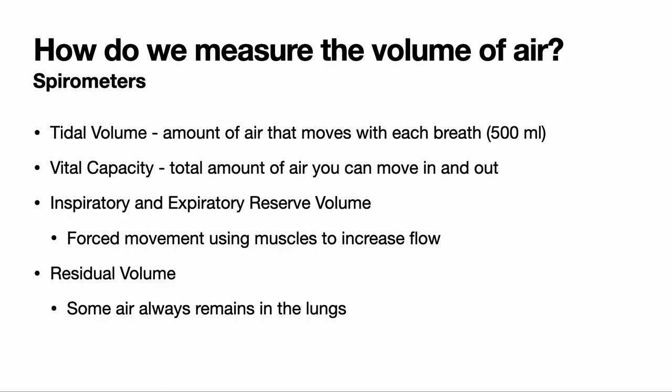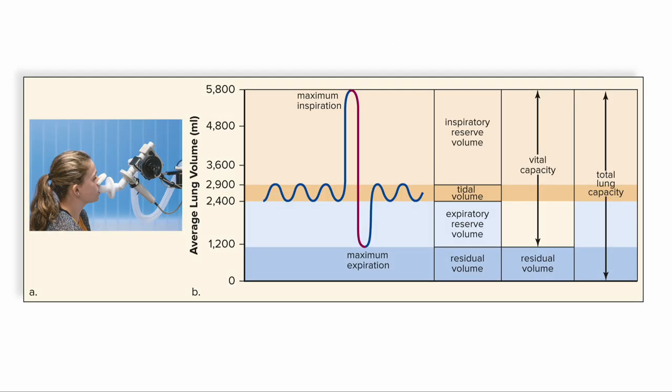So let's take a look at a spirogram and see if it makes more sense in a picture than in just words. So this blue line right here represents tidal volume, right? Inspiring, expiring, inspiring, expiring. And it turns out that our normal tidal volume is about 500 mils. So we breathe in and we breathe out about 500 mils with each breath. And that doesn't change for men or women. So that's kind of interesting. But something else is going to change between men and women. We'll get to that in a second.